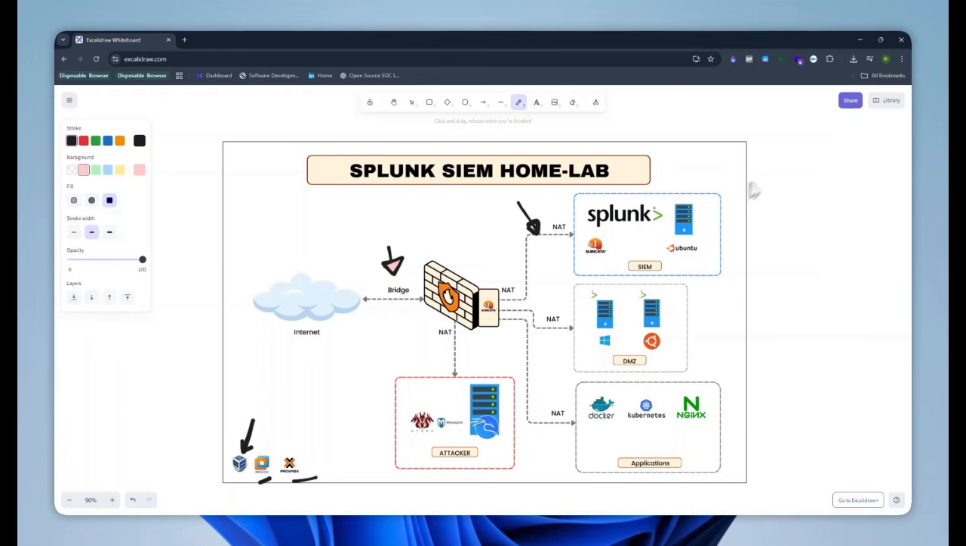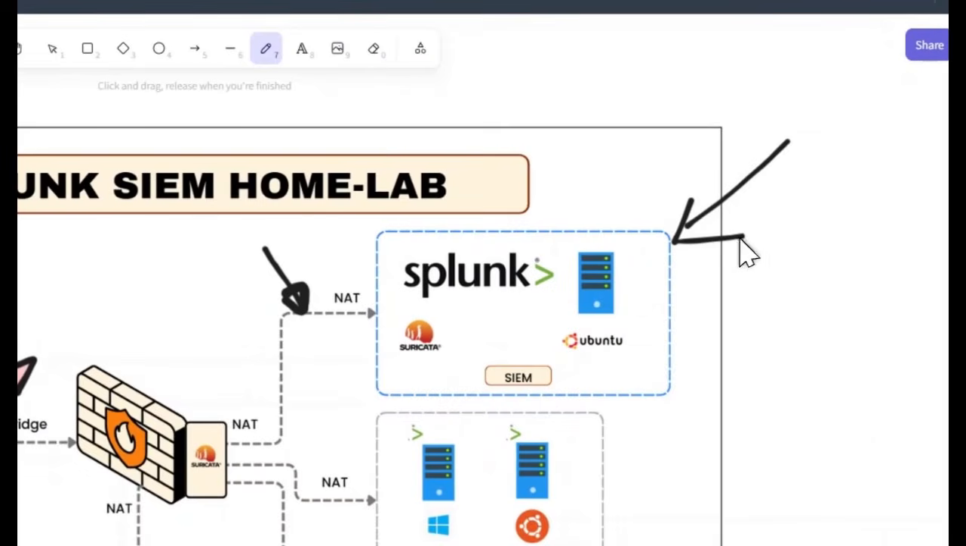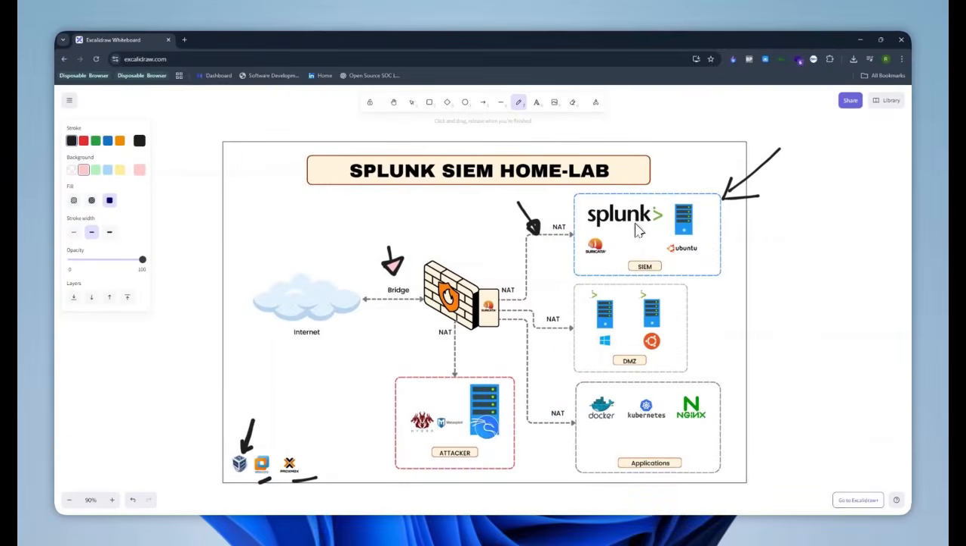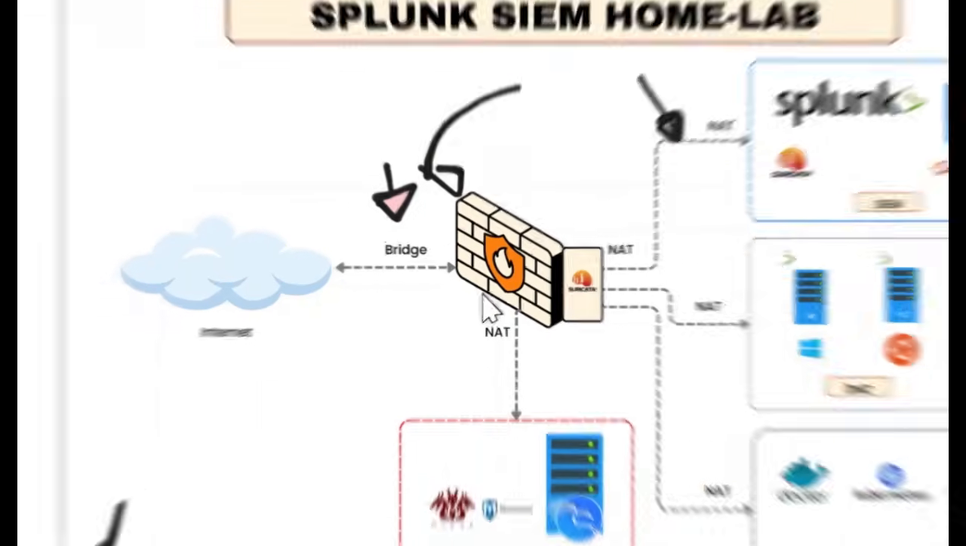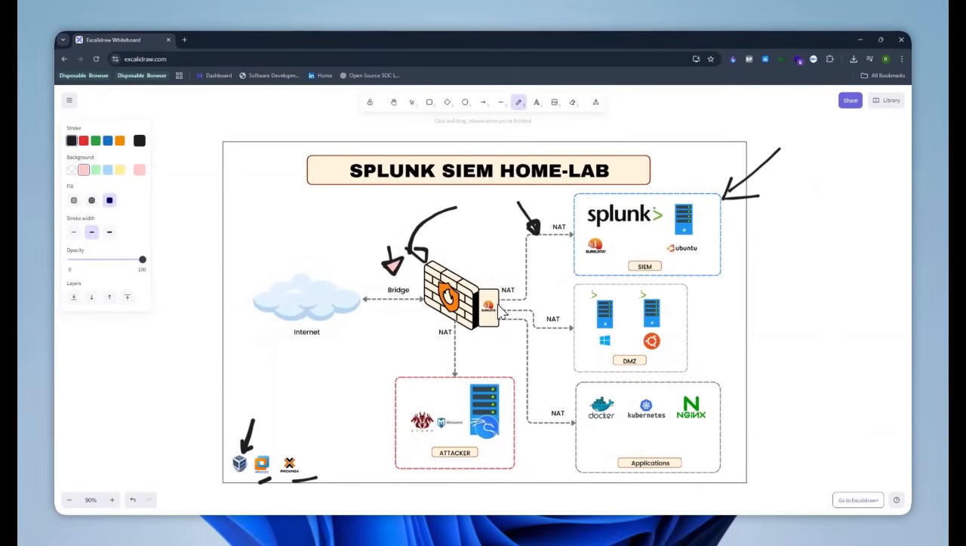So let's start with this Splunk server first. In the Splunk server, Splunk itself, the SIEM, has been installed on Ubuntu, and it's also fetching the Suricata logs. From where? From this firewall in between. This firewall has been deployed and is segmenting the entire network.